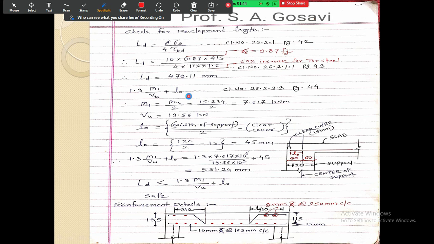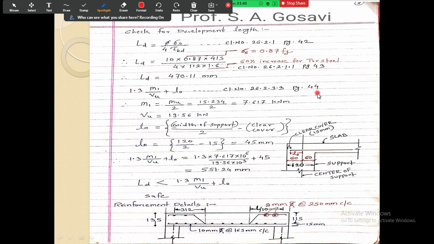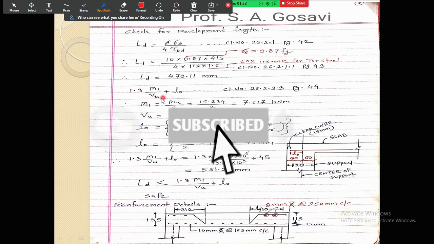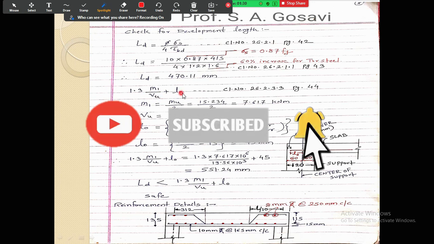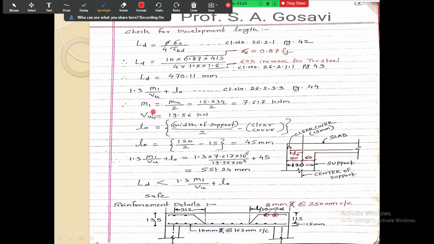And now, as per the usual procedure, by referring to page number 44, we have calculated the check for development length. It is 1.3 M1 / VU plus L0, and from that we have calculated this. Ultimately this M1 can be calculated as Mu by 2. So this is the value. VU is also calculated the same way, already we have calculated the value.